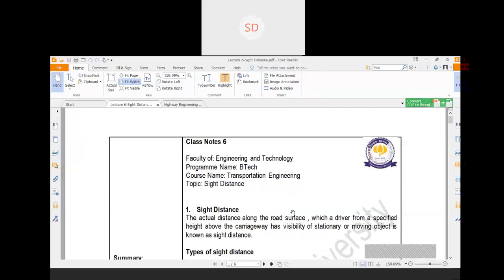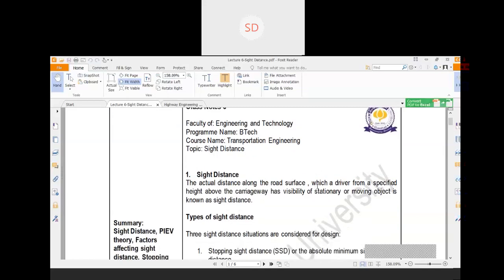In our previous class, we discussed the basics of geometric design and the different components of geometric design, like sight distance, horizontal curves, vertical curves, gradient, etc. In this class, we particularly discuss the basics of sight distance and the derivations in sight distance regulations.